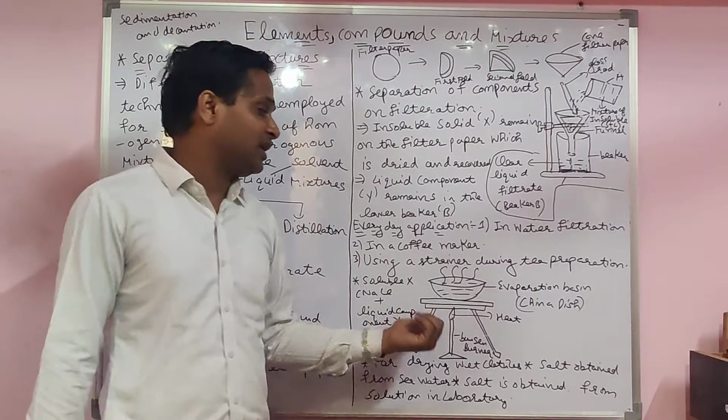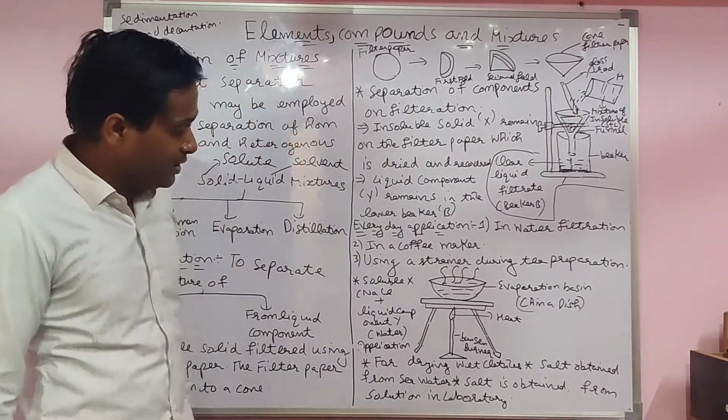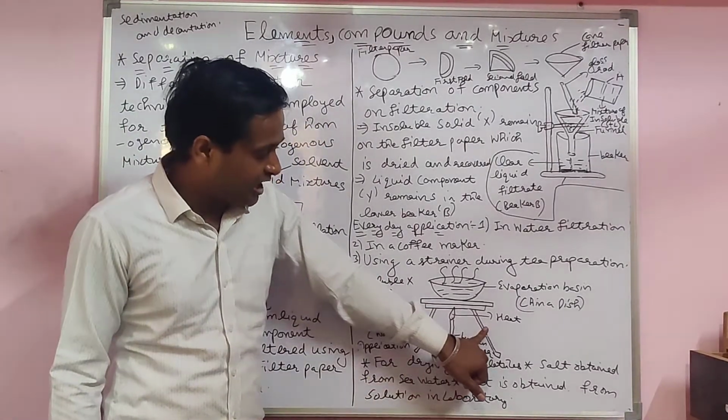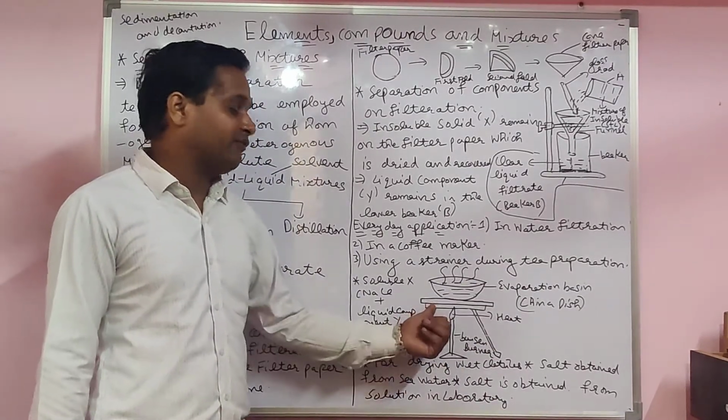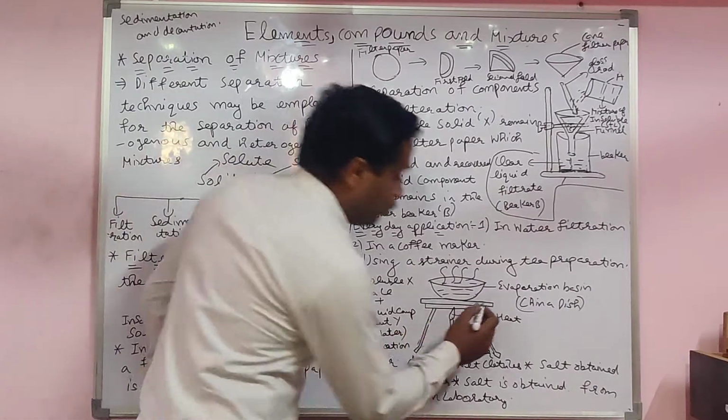Salt in water can be separated by using evaporation. This is the Bunsen burner. This is the tripod stand. This is the China dish, which you can also call an evaporation basin. This is the wire gauze.